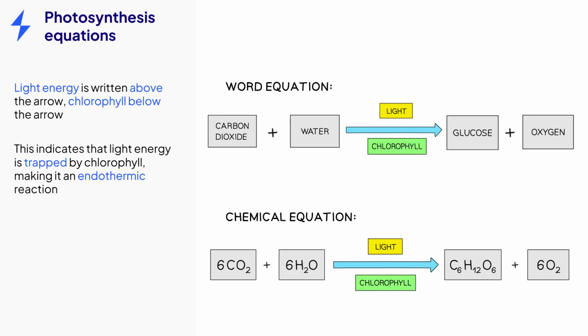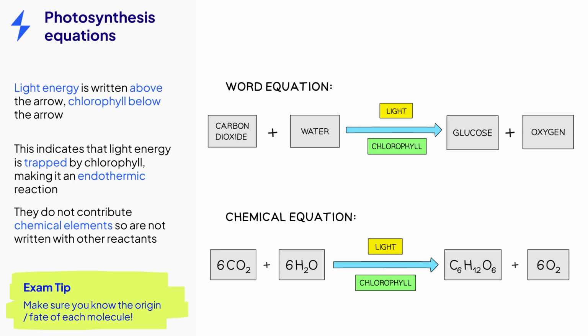This means that photosynthesis is an endothermic reaction, since energy is absorbed from the surroundings to form products. Neither light nor chlorophyll contributes any chemical elements to the equation, so they are not written on the reactant side of the equation. It is important to know where the carbon dioxide and water comes from, as well as what happens to the glucose and oxygen that is produced during the reaction.